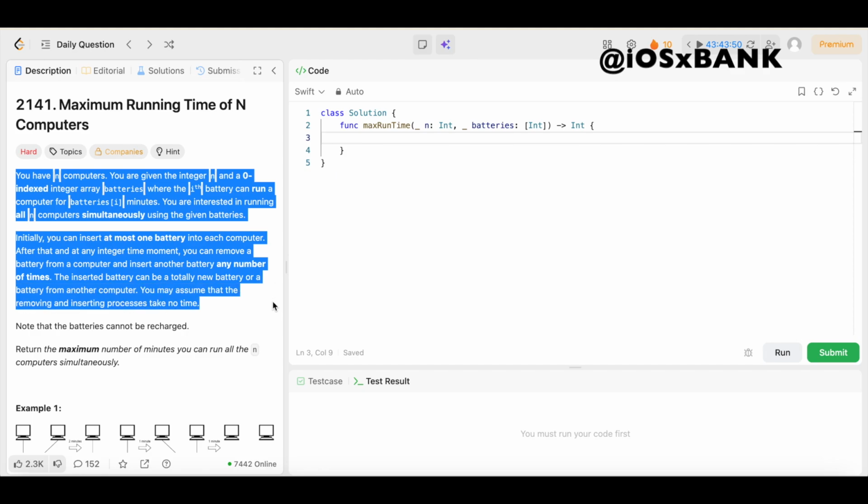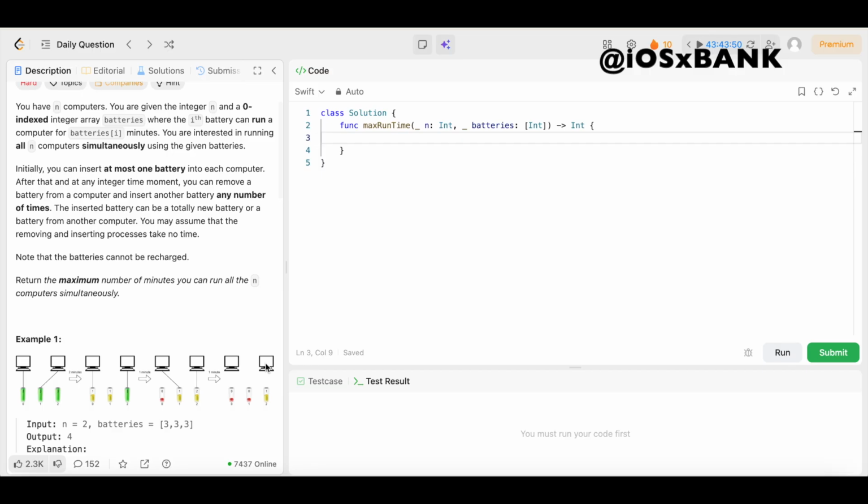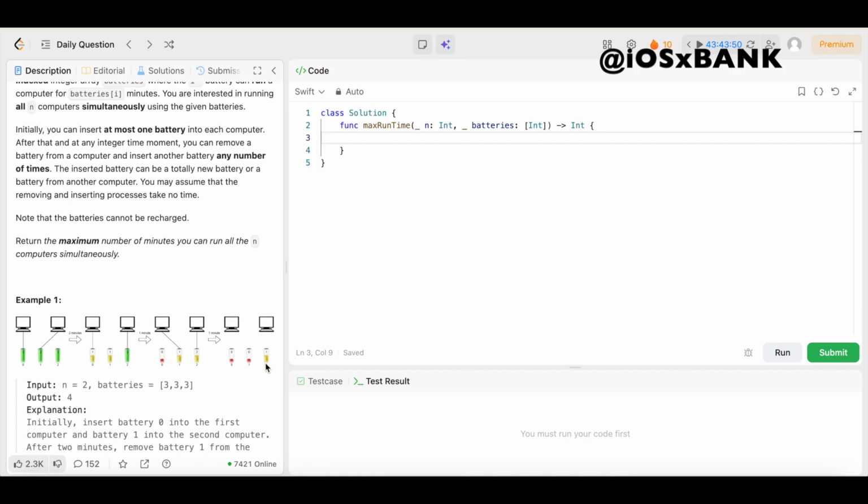You may assume that the removing and inserting process takes no time. Note that the batteries cannot be recharged. Return the maximum number of minutes you can run all N computers simultaneously. All right, y'all. That may seem simple at first, but let's take a look at these examples just to make sure that we are doing this problem correctly.